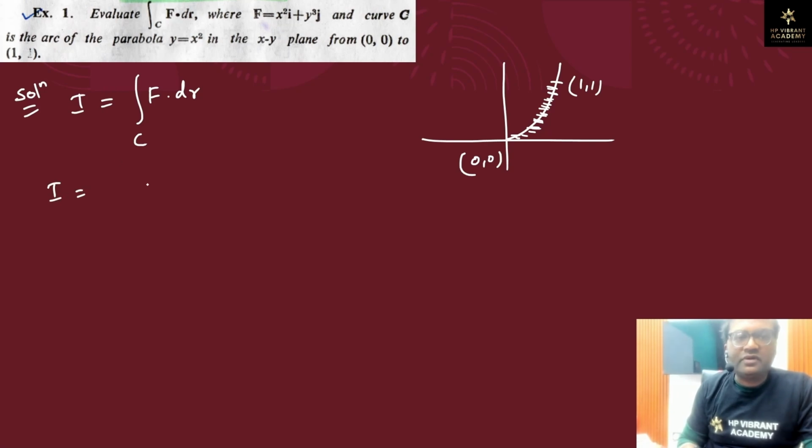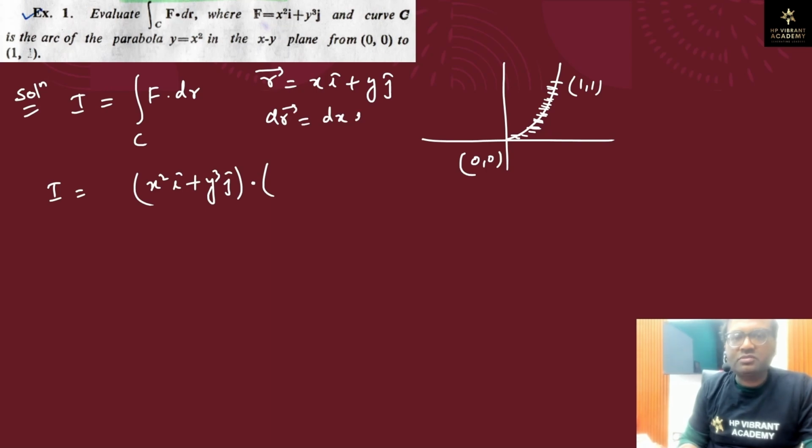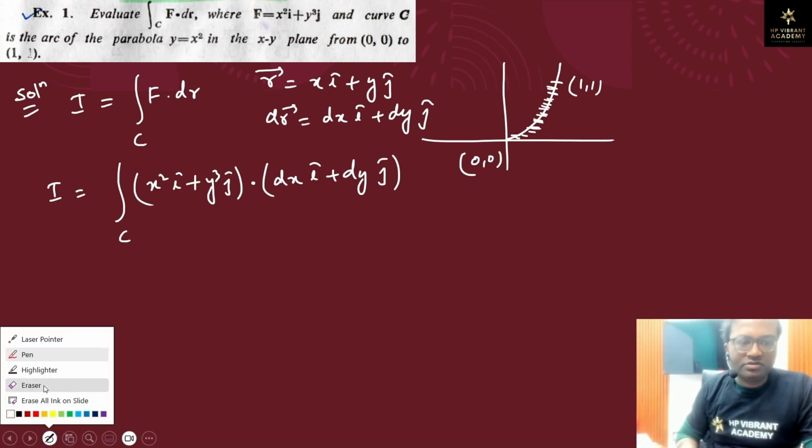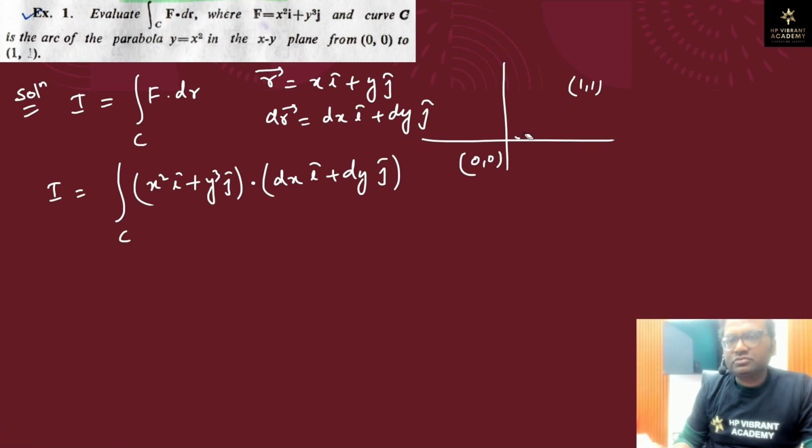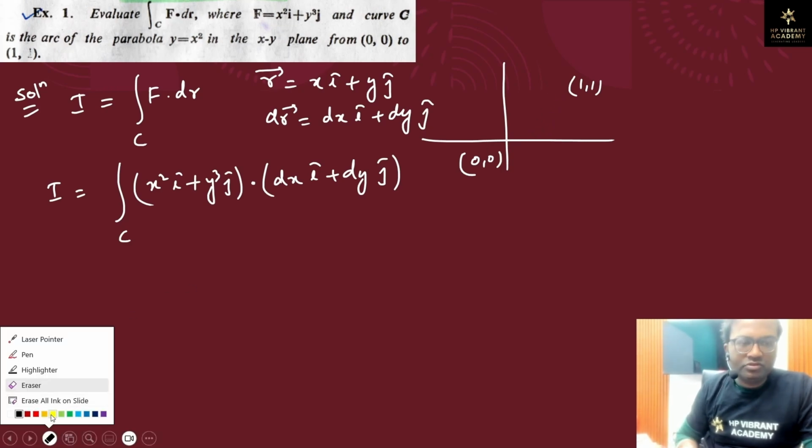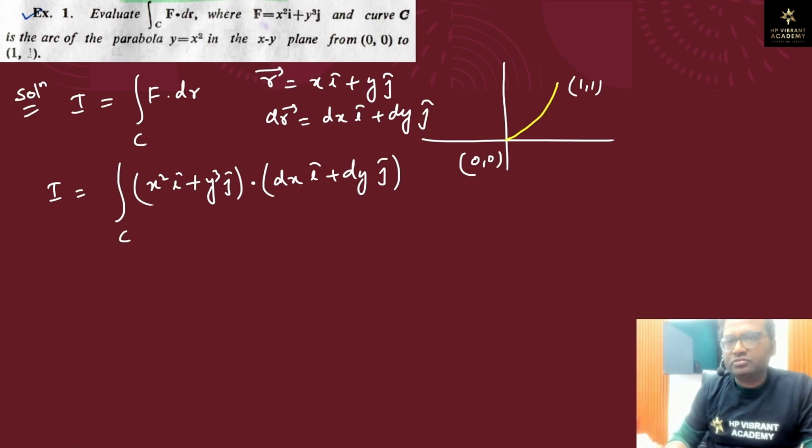We have the value of f as x square i cap plus y cube j cap, and we have to take this as the dot product f dot dr. Let us take the position vector as x i cap plus y j cap. So we have the dr vector as dx i cap plus dy j cap. This is along the curve C. The curve C is this one, from 0 0 to point 1 comma 1. This is point 1 comma 1 and this is our origin. Along this curve we have to evaluate the line integral.